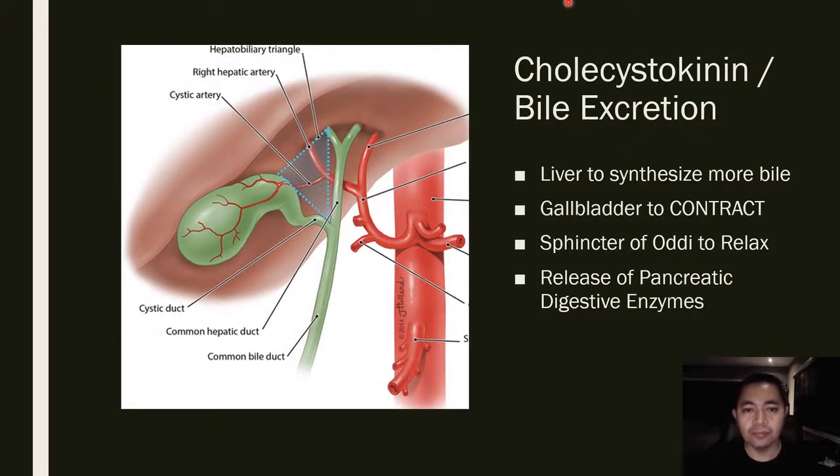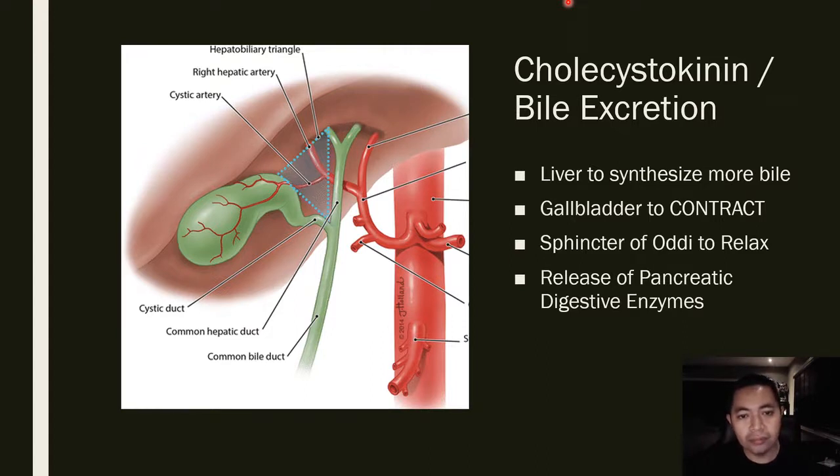The release of bile from the gallbladder and biliary tract is triggered by fatty acids and proteins entering the duodenum from the stomach. These substances are detected by the duodenum, causing specialized endocrine cells within the small intestine to release cholecystokinin, otherwise known as CCK, into the bloodstream, and it travels to its target organs.